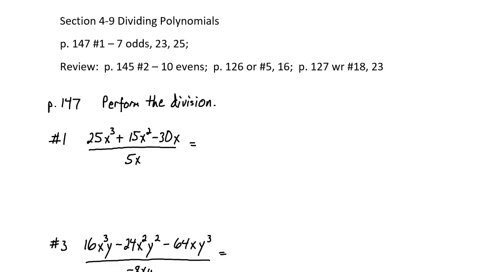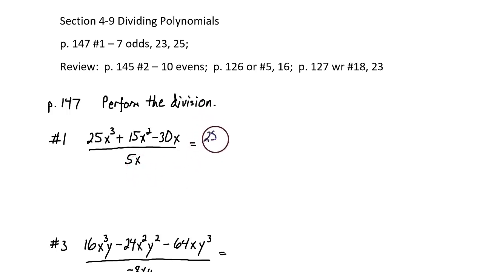Here are the answers for the section 4-9 homework. Starting with page 147, we're asked to divide. When you look at the question, there's a trinomial in the numerator, a monomial in the denominator. Because we're dividing by a monomial, the fastest way is to divide each term of the numerator by that monomial. This is called the distributive property.